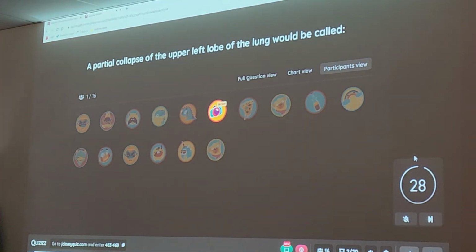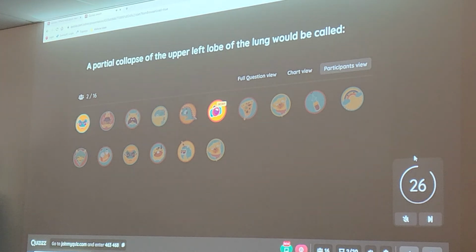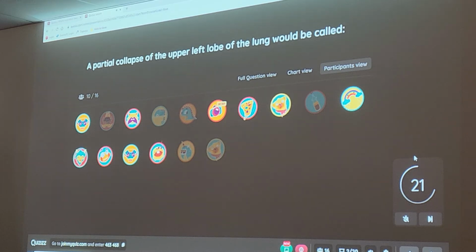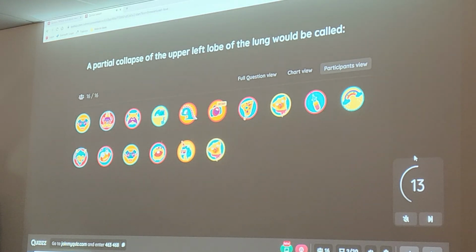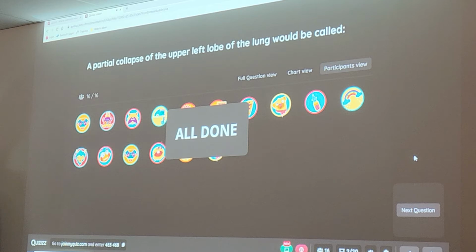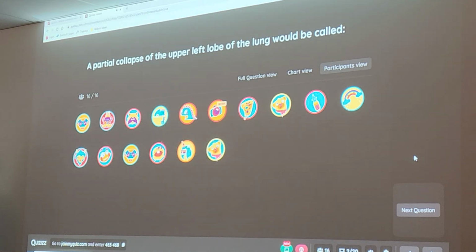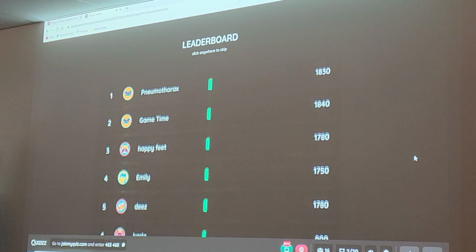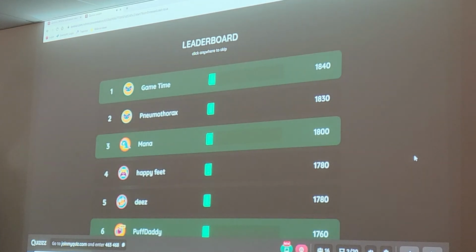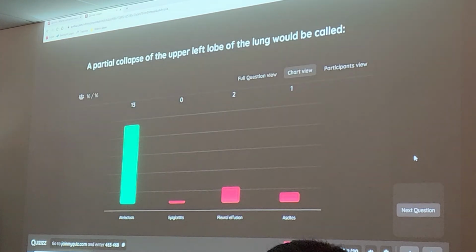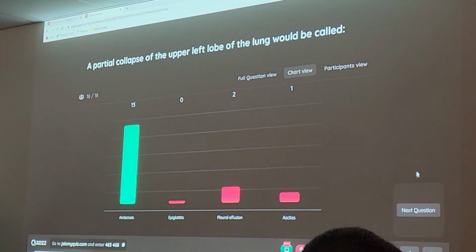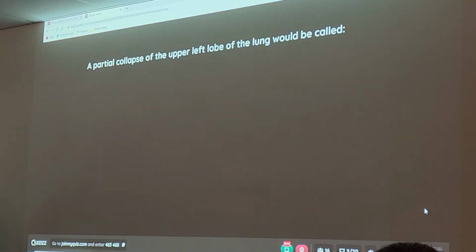Okay, a partial collapse of the upper left lobe of the lung would be called what? Partial collapse of the upper left lobe of the lung. Ain't no way. I saw the red wall. That's unfortunate. Okay, so atelectasis is the answer. You got it right. Atelectasis.